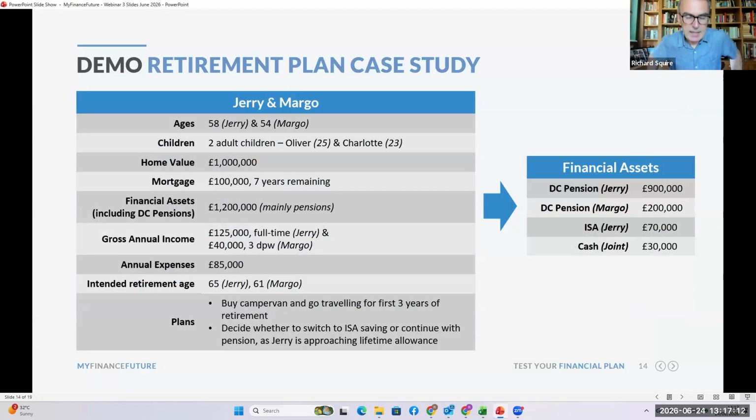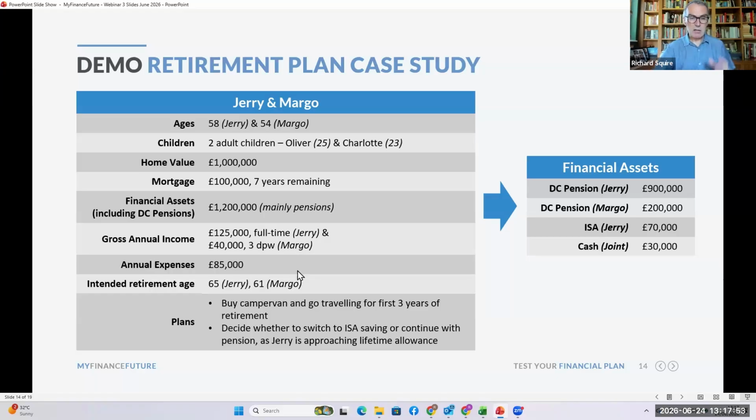So moving into the case study, we're going to look at a different case from the one we used in the previous two videos. We've got a slightly wealthier couple with slightly higher income, and this is really to try and explore a wider variety of optimization techniques. So it's Jerry and Margot. They're approaching retirement. They have a home worth £1 million, and £1.2 million in financial assets, mostly pensions. And as you can see, Jerry has the vast majority of that in his pension. They're still working, and Jerry's on £125,000 a year, Margot on £40,000, and they're spending £85,000 a year.